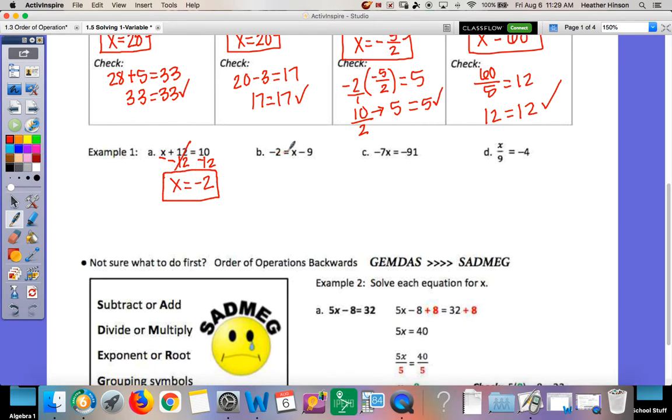Okay, this one, negative 2 equals x minus 9. Now your x is on the opposite side, but we still want to solve this side with x. What is with x? X has a minus 9. How do I get rid of minus? What's the opposite? Plus. So I'm going to add 9 to the other side. That leaves me with an x. Negative 2 plus 9 is 7.